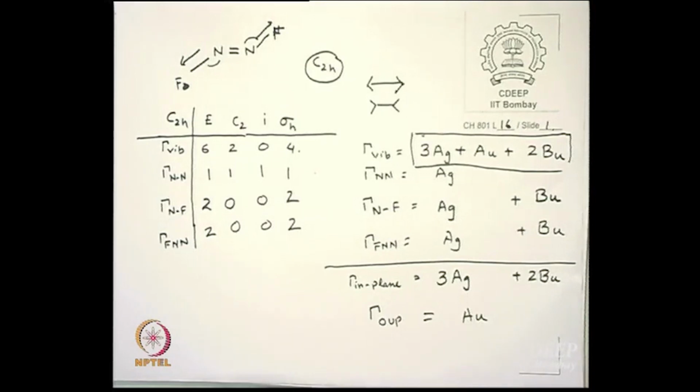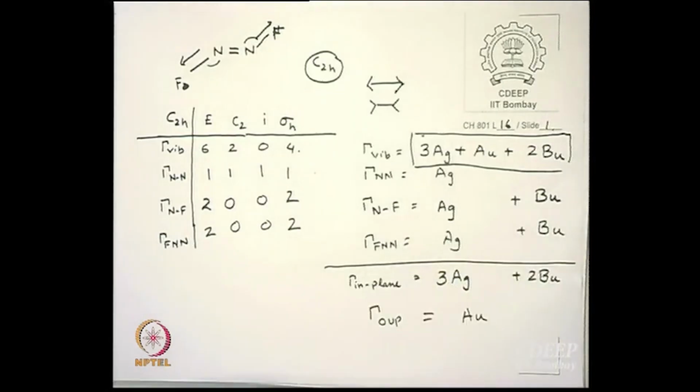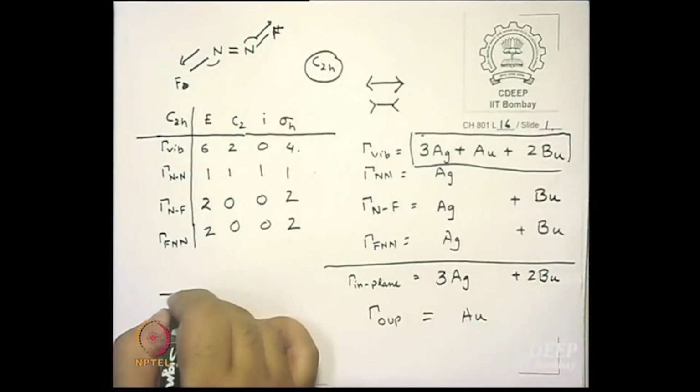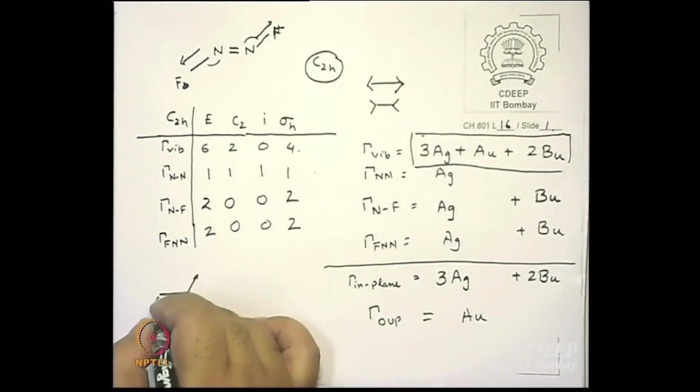Now, let us think of individual types of motion. Where did we get Bu from? We got Bu from NF. Okay. So, what is NF? NF stretch. So, now for Bu the characters are 1, C2 gives you -1 and I also gives you -1. Okay. And we are talking about NF stretch. So, maybe we can think of something like this. One is going out and the other is coming in.